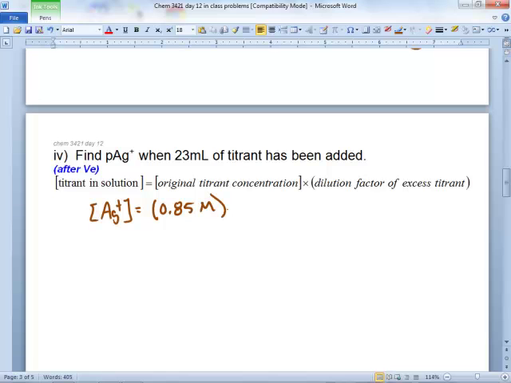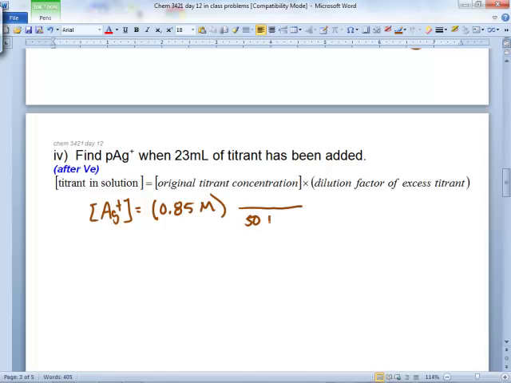So is that 50 over 20? Or 50? 50 over the 50 plus. We're close. It's a dilution factor of the excess, so the total's on the bottom still. The total is what? 73, right? Because we had 50, we've dumped in 23, so we should write 50 plus 23, right?